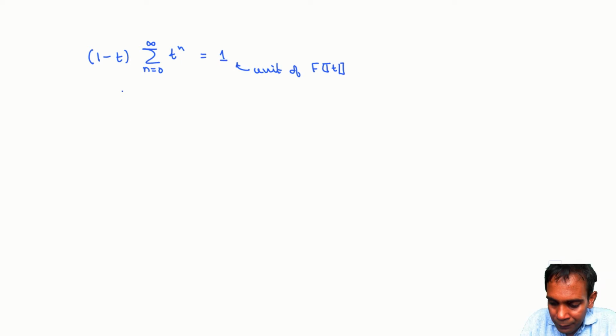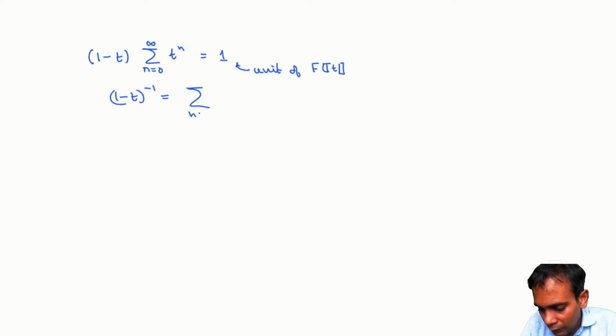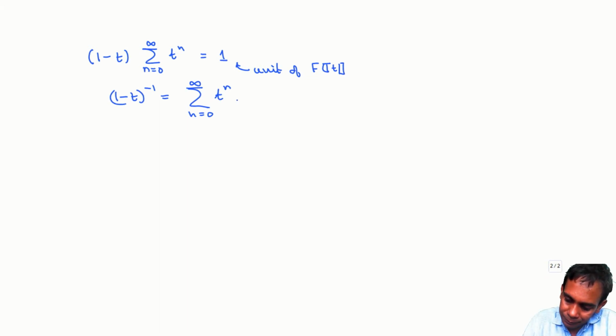And so we can think of this as 1 minus t has an inverse, which is summation n equals 0 to infinity t^n. So this is the formula for the geometric series, but we've proved a version of it that doesn't involve any convergence. So this is an identity that holds true in the ring of formal power series, and it can be proved in the ring of formal power series without any reference to the notion of convergence.